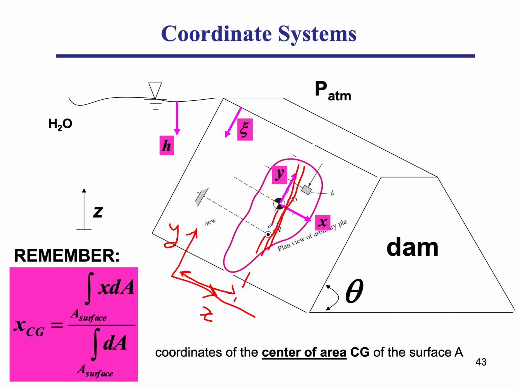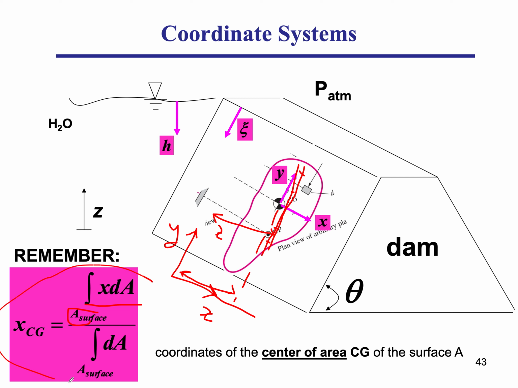and multiply it by x. So you'll get x multiplied by this elemental area that we have marked here. So that's my x dA. And you integrate over the whole surface area, and you divide by the surface area. That would give you the location x of the center of gravity. So that's by definition.